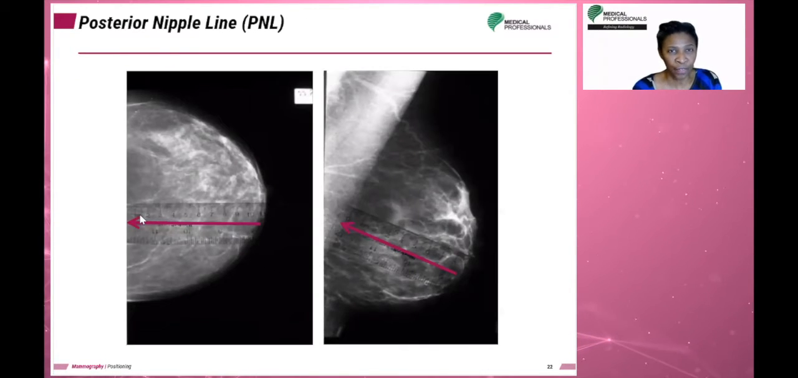So this is a measure of the PNL line. PNL line, of course, for the CC is from the nipple all the way to the posterior aspect of the breast. If you have imaged any pec muscle, then you include the pec muscle in your measurement of the PNL line. And for the MLO projection, you have to make sure that the line going from the nipple to the pec muscle is perpendicular to the muscle. And that is the measurement that you use for your PNL line.